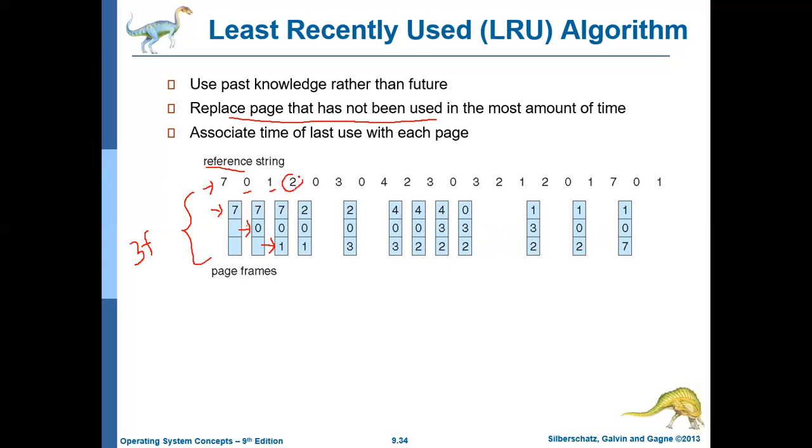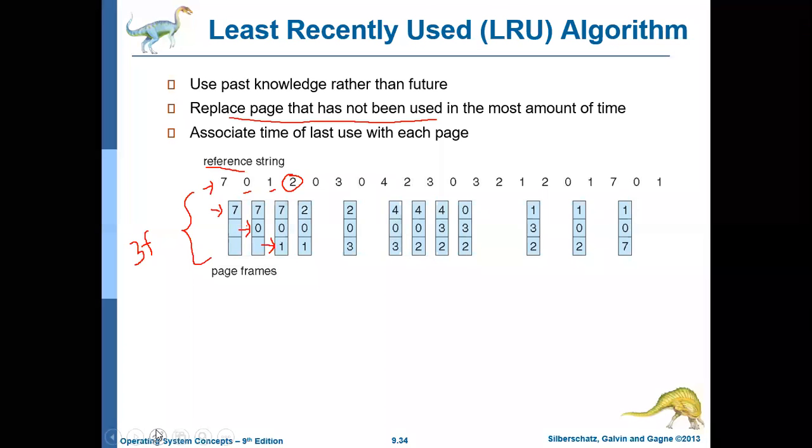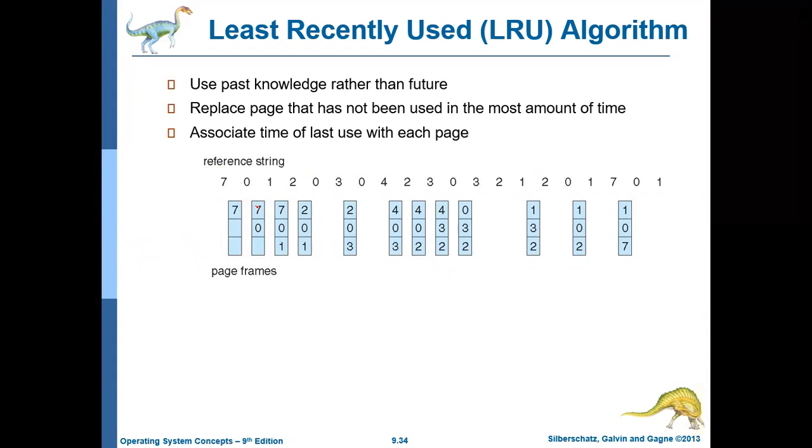Now the next input is 2. Okay, but 2 is not already in the memory, so 2 will create a page fault. Now the question is, 2 should replace which page? So the available pages are 7, 0 and 1. Out of 7, 0 and 1, one of the pages should be replaced by 2. So which should be the victim?